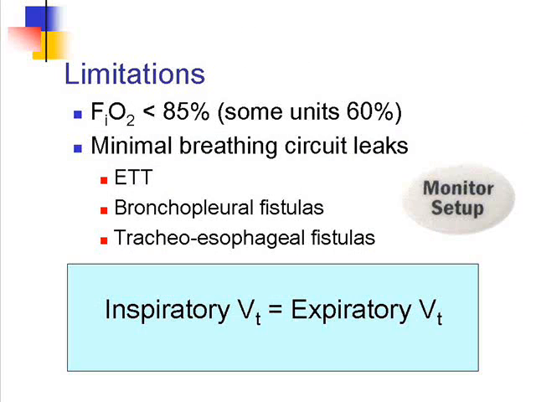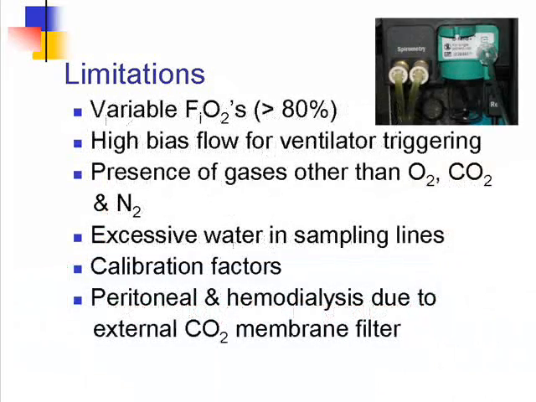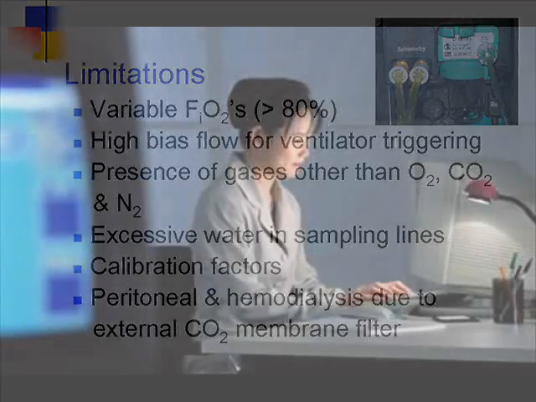The limitations associated with this procedure are that the FiO2 must be less than 85% for this unit. As well, the inspiratory and expiratory tidal volume can vary by no more than 30%. This is so that accurate volumes can be used in the calculations. Variable FiO2s, particularly those greater than 80%, bias flows for ventilator triggering, presence of other gases, including nitric oxide, and water in the sampling tubing, as well as dialysis, are all other factors associated with limitations to this procedure. Bear in mind that they can skew your data.